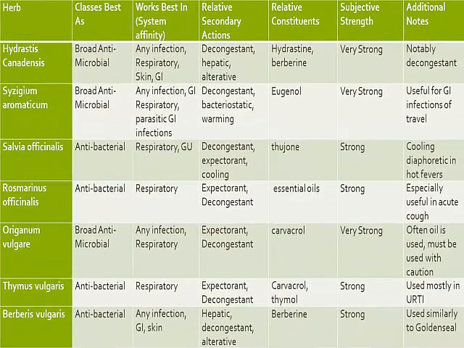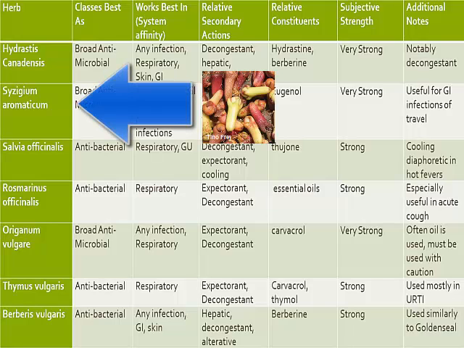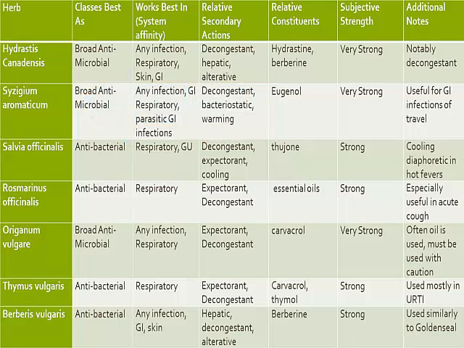Another one that's a very broad-acting antimicrobial is clove, Syzygium aromaticum. This one has a broad spectrum of action. I like it preferentially for GI infections, but certainly you can use it for upper respiratory tract infections as well.